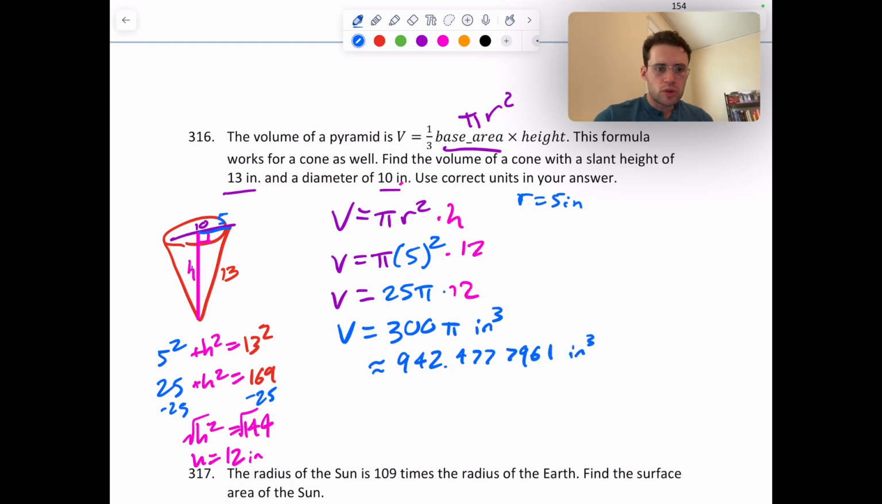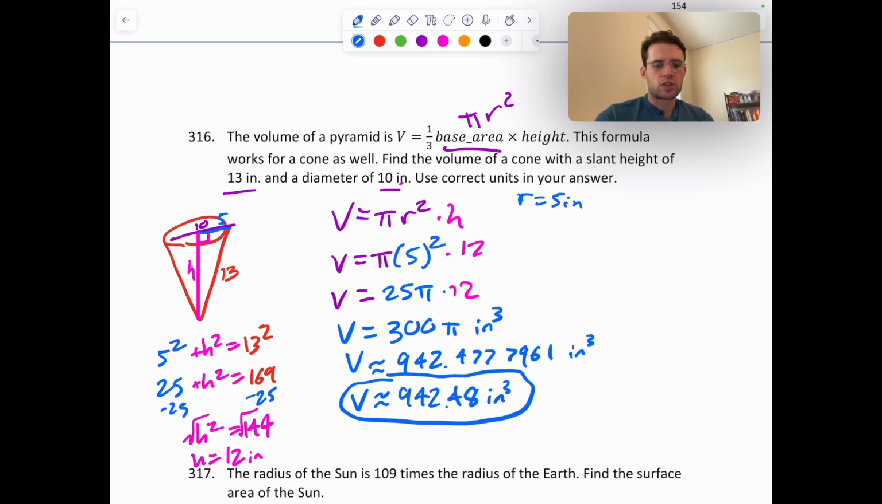942.4777961 inches cubed. And find the volume of a cone. They don't say what to round to, so let's just round to the nearest hundredth. Our volume is about equal to 942.48 cubic inches. Now you'll note that I always write about equal to even if I'm going really far back, because this is still an estimate.